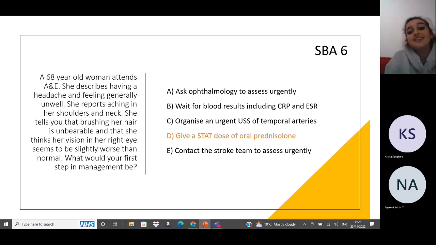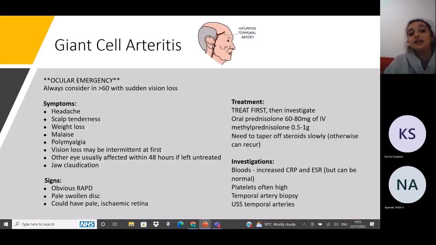So the answer is D. So well done to everyone who thought D. This question is getting at that this sounds like giant cell arteritis. And if you suspect that that's what it is, you should just treat them straight away and then investigate later.